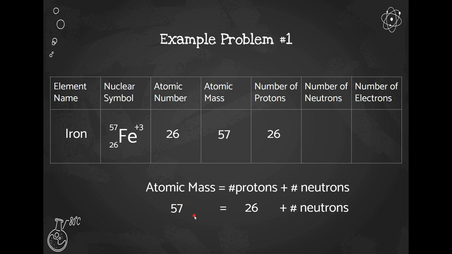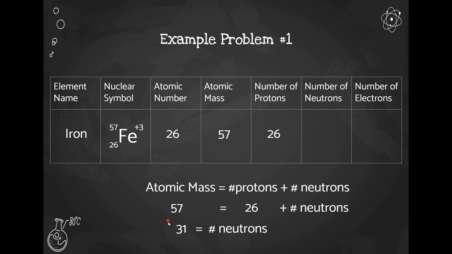We know that from our table and from our nuclear symbol. We know my number of protons is 26. So some amount of neutrons plus 26 should equal 57, our mass. If we do a little bit of algebra, we can rearrange this to see that 57 minus 26 gives us our number of neutrons. And once we solve that, we'll see that we have 31 neutrons.